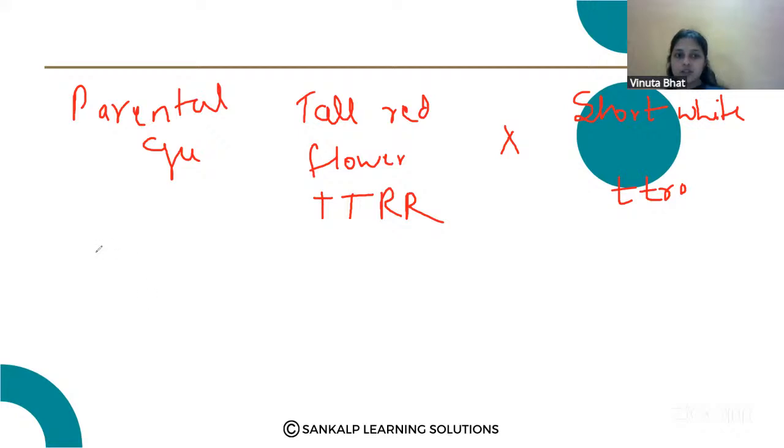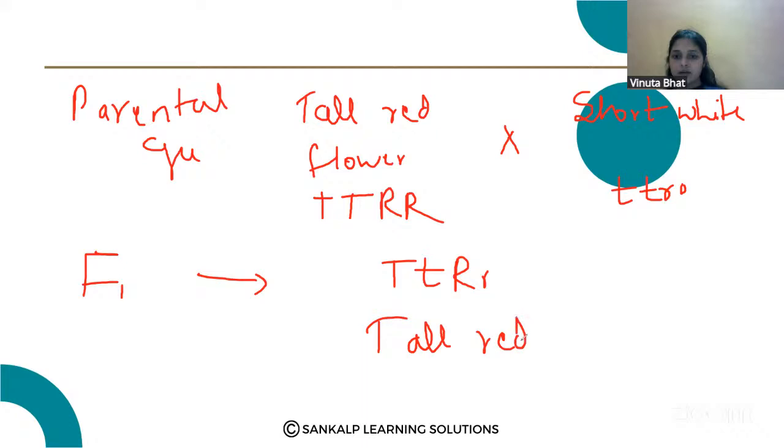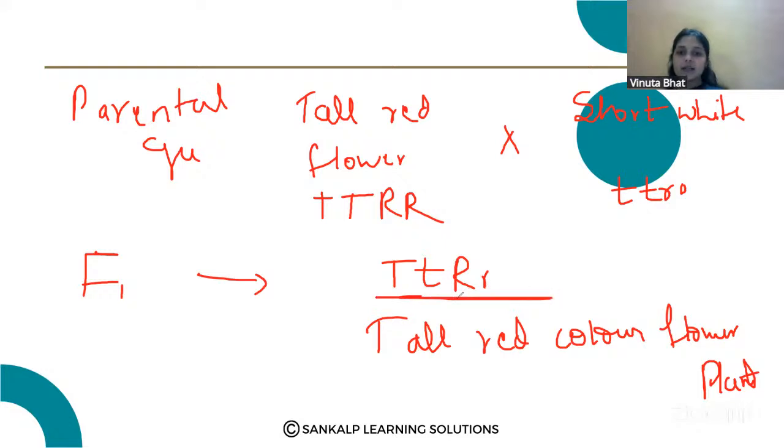What will be the F1 generation plants? All the F1 generation plants have capital T, small t, capital R, small r. Means all were tall red color flower plants. Okay, so just write down this. This is the F1 generation. All were tall and red color flower plants.